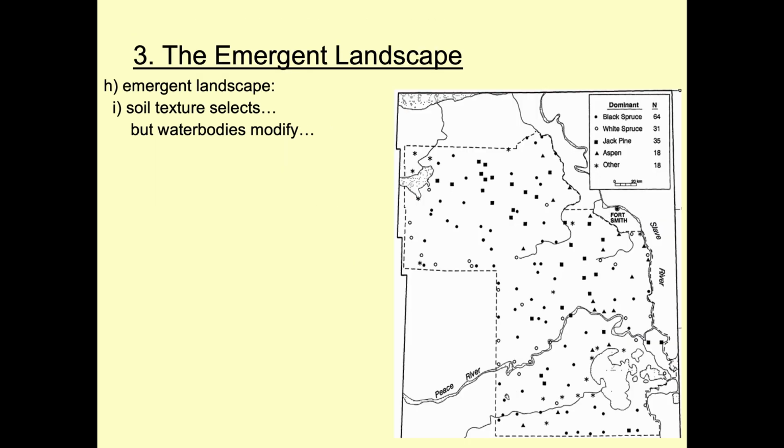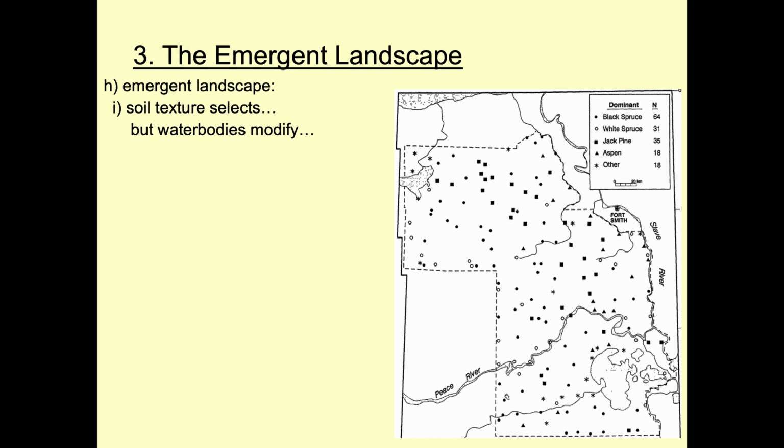To sum it up, we have these three main topics that we touched on in this lecture and last lecture that drive the emergent landscape. So we have soil texture selecting for different species in both its physical properties, the physical size of the soil particles that allows different available water, and its chemical properties, in that different nutrients are within different soil types. Both of those chemical and physical properties select for different species.